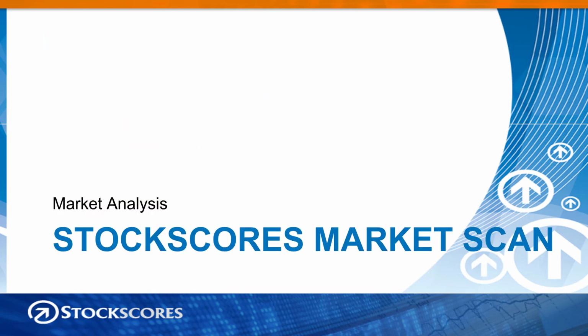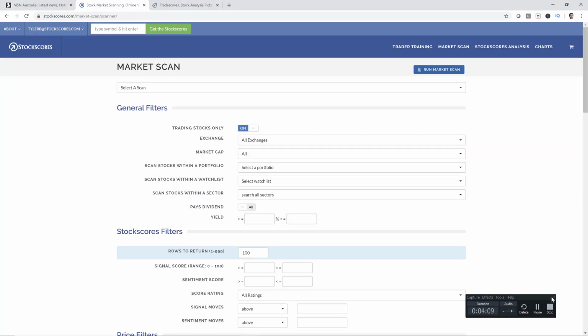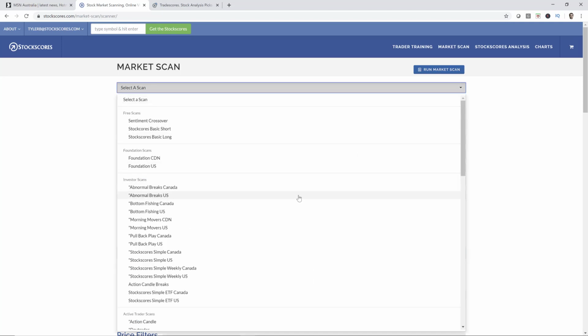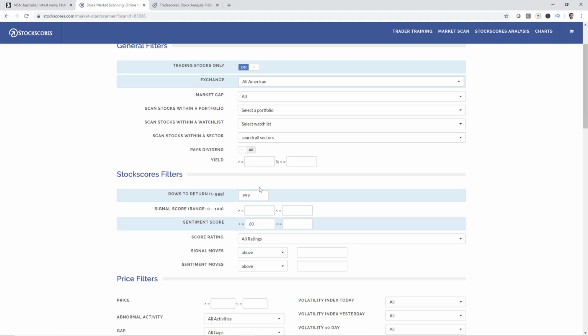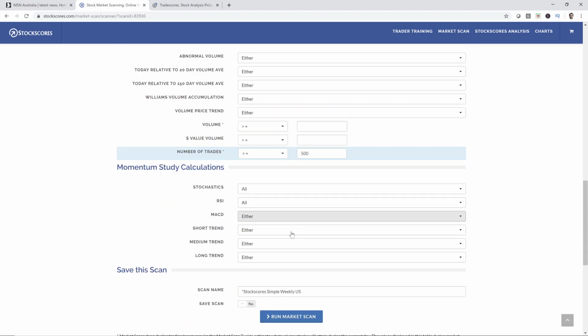All right, let's jump over to the Stockscores website and do a quick market scan here. And you can see that the filters are not set yet. So what I want to do is select a preset scan. And this week, I'm going to run the Stockscores Simple Weekly US, but I'm going to restrict the prices. We're going to look for stocks between $1 and $10. You can do that fairly easily with this tool. You can add in other filters. That's the only extras I'm going to do.